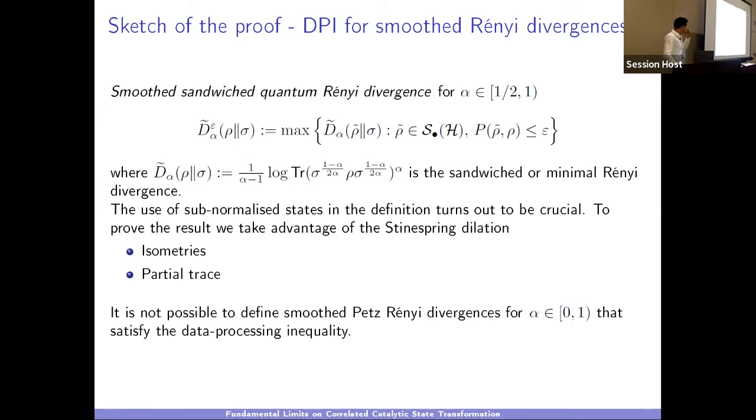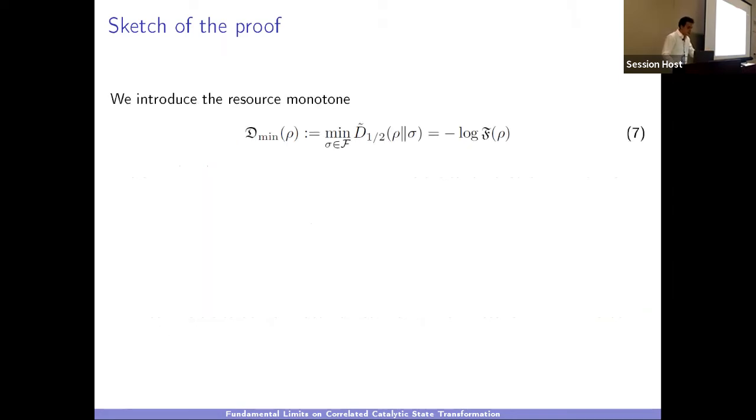And we actually argue why it is not possible to do this for Petz Rényi divergences, and we show it basically relying on invariance of the quantity under embedding in a larger space. And in this case, we prove that it's not actually possible to prove in this way a data processing for Petz Rényi divergences. And here is the main part of the theorem.